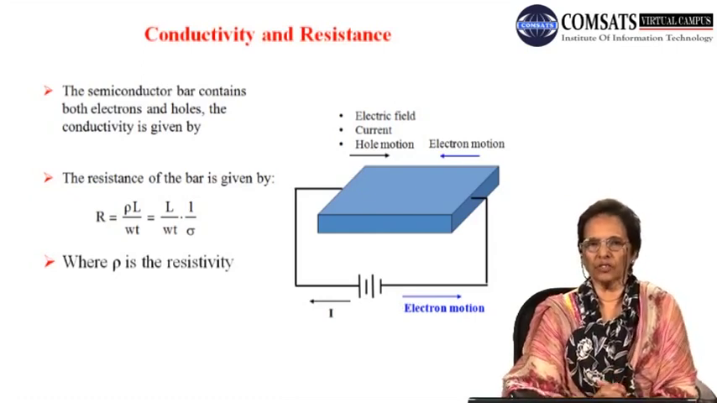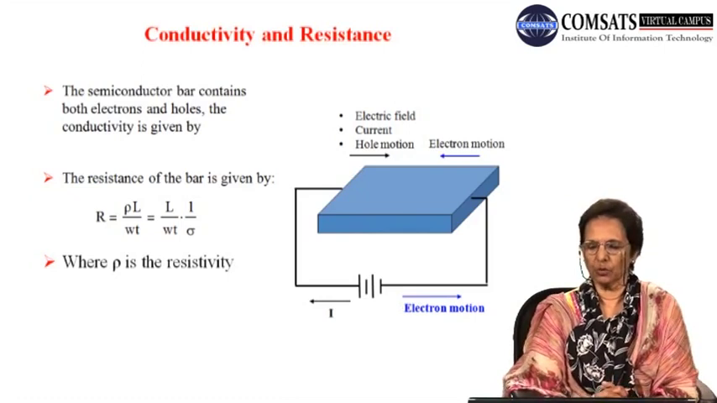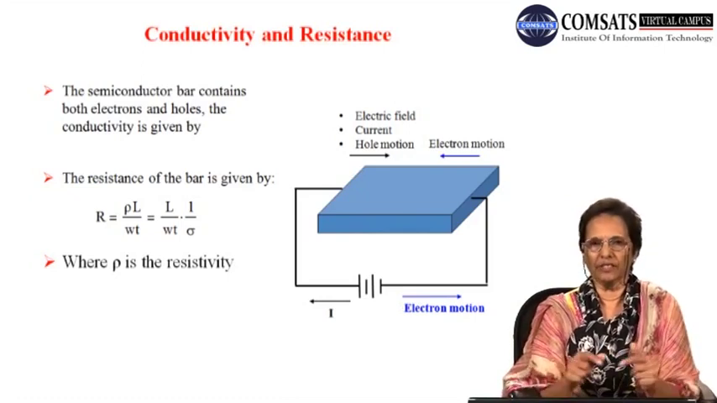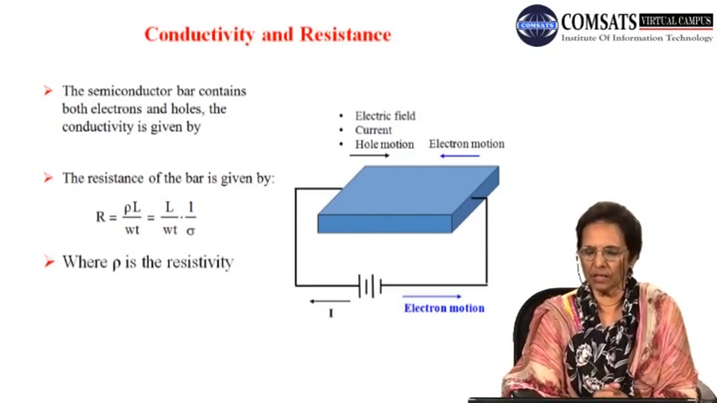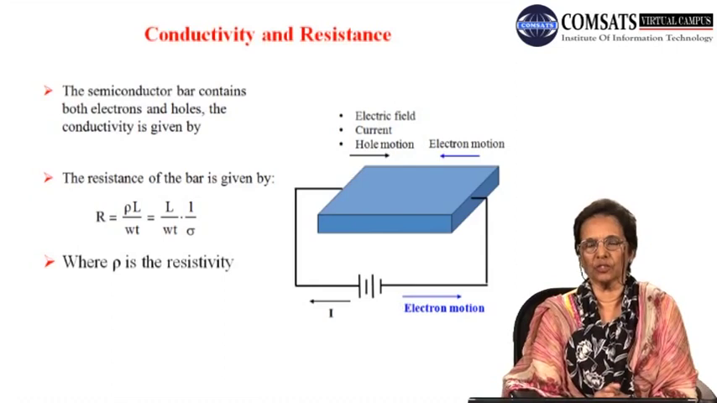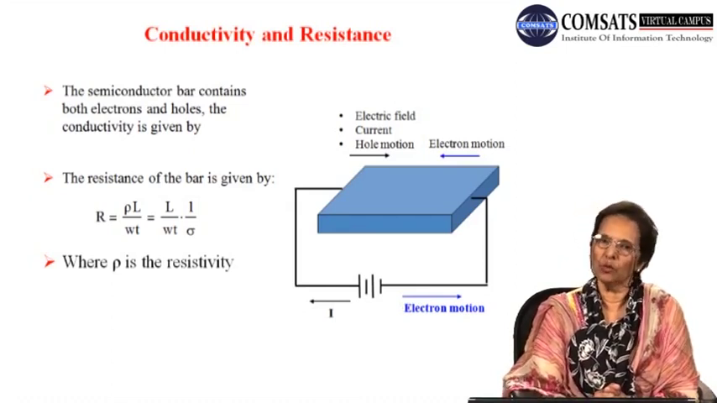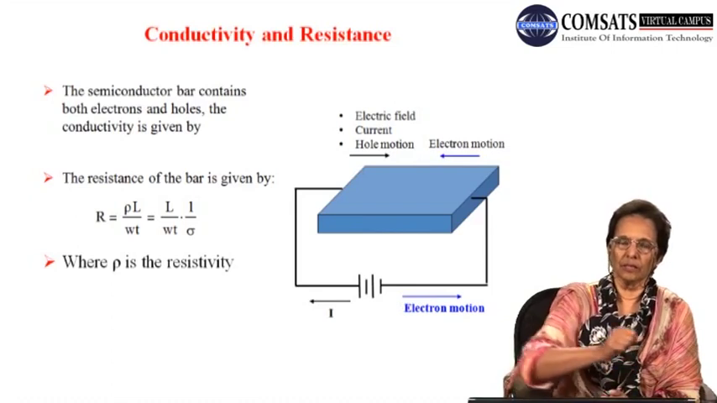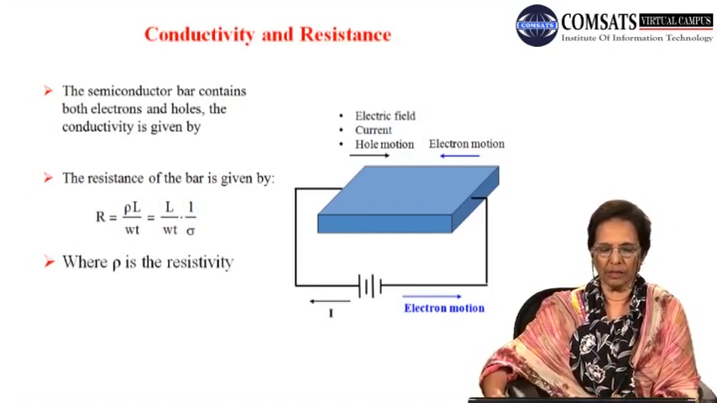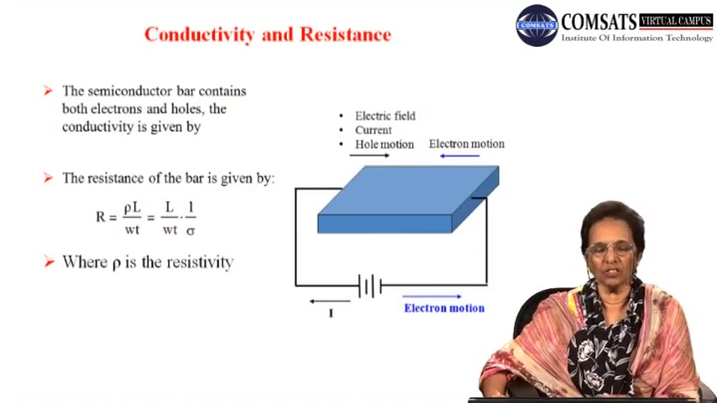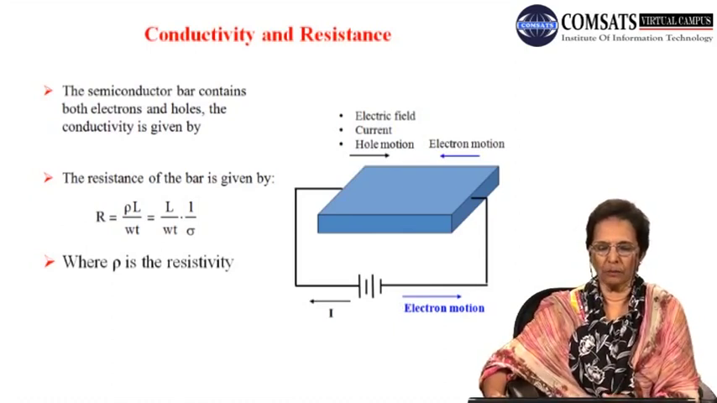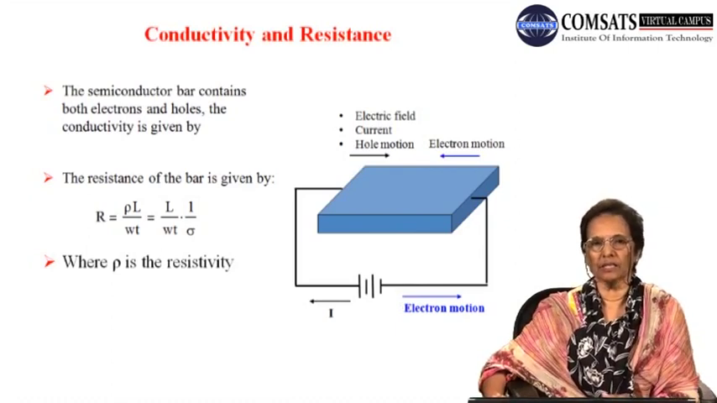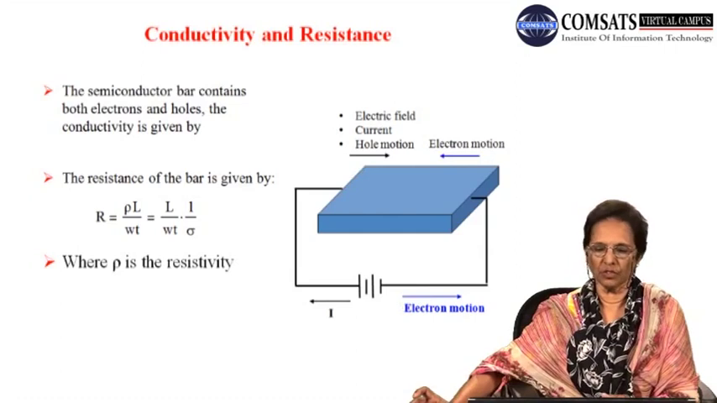This is again the typical case of a silicon bar, which has been applied a certain potential, hence the direction of the electric field is shown, and also the direction of the motion of the holes. In this particular example, holes in the semiconductor bar, semiconductor sample, move along the direction of the applied electric field. And the resistance is expressed by this mathematical relationship, where rho is the resistivity, L is the length of the bar, and W and T are the thickness and width of the semiconductor bar, which is shown here.